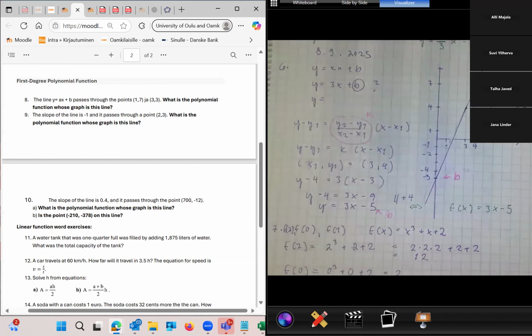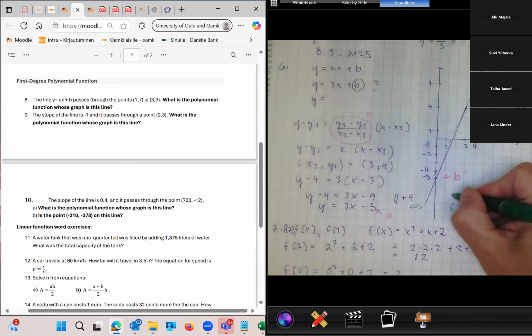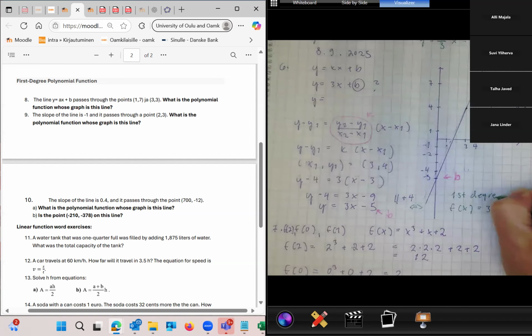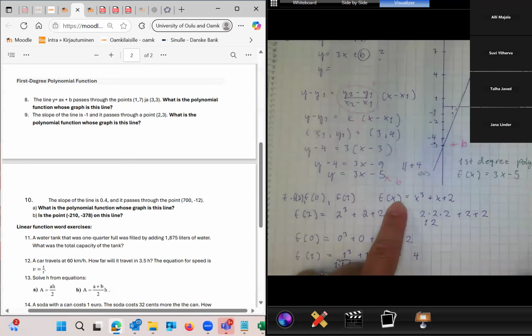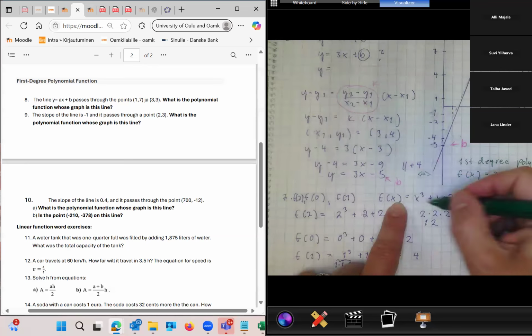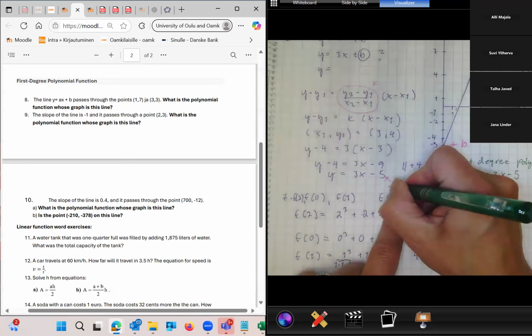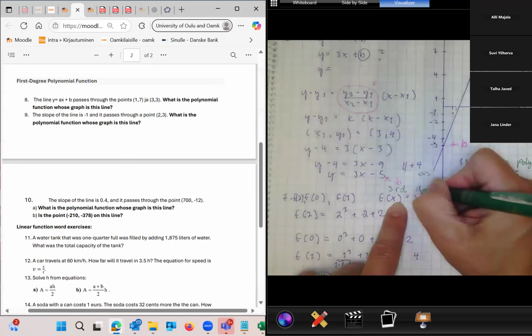So we can have a more official way of describing it. First degree. We can just name it in a different way. This is a third degree polynomial. This here. Third degree.